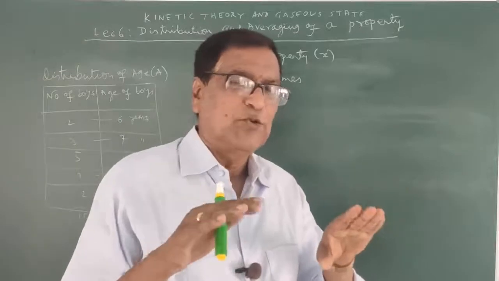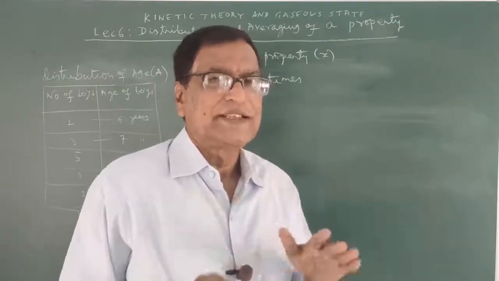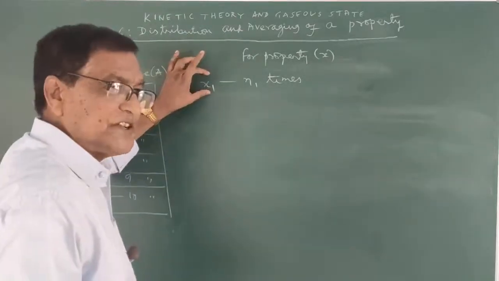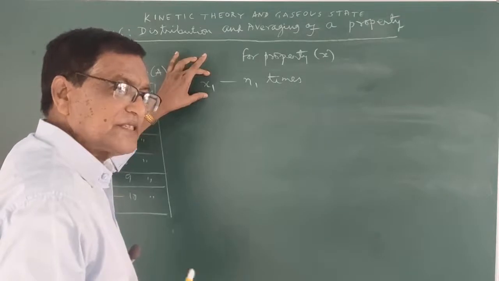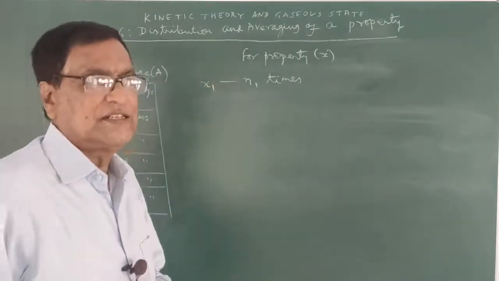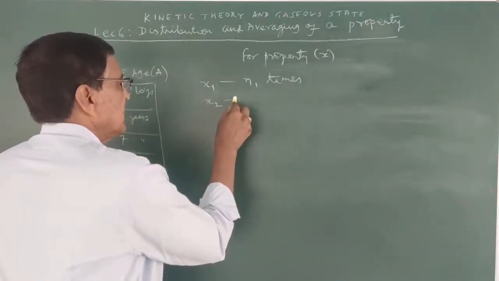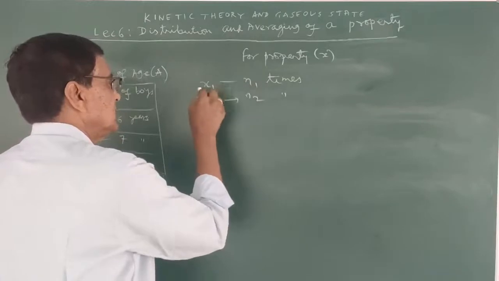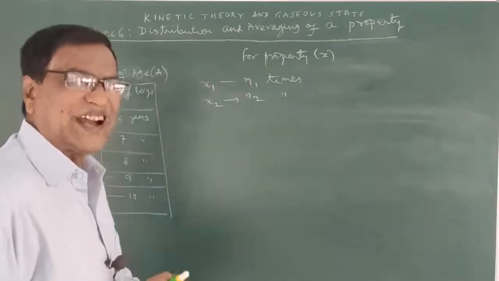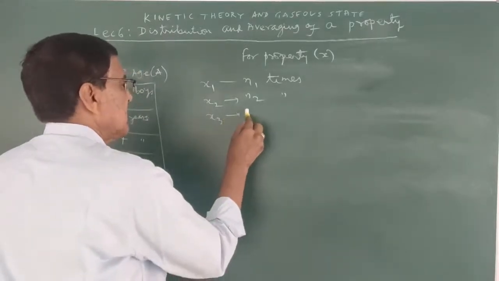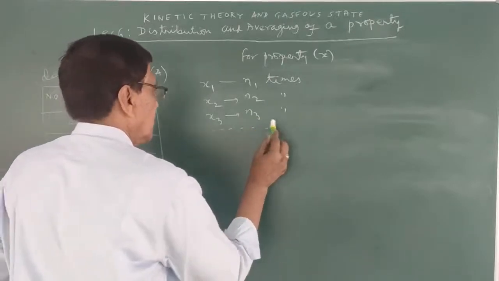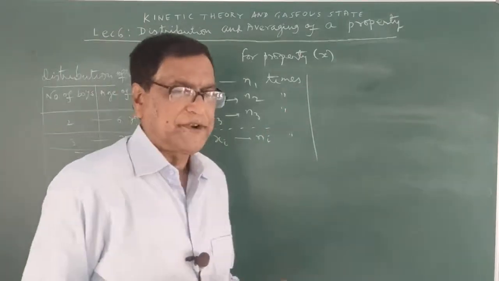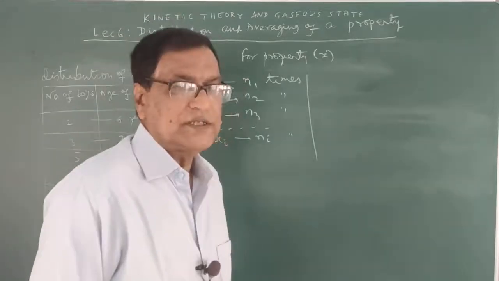Say if you do this ore analysis, that is, several experiments on the same ore, then this result, this percentage of, say, metal in the ore, is coming n1 times. In a similar way, say x2, the value coming n2 times. This is the outcome of this property, and this is the number of times that outcome is coming. And this is x3, suppose n3, and so on, and xi coming ni times. X is any property. Say x may also be the age of these boys.